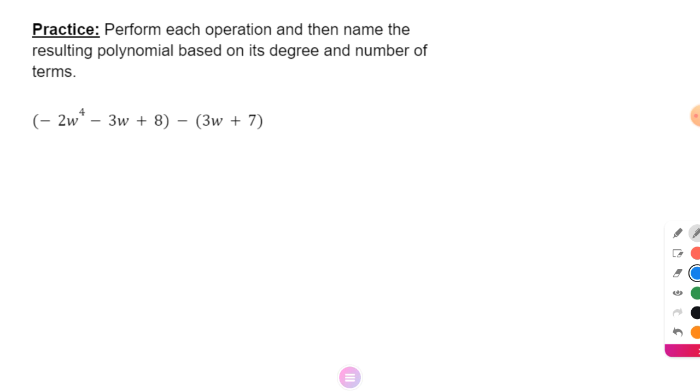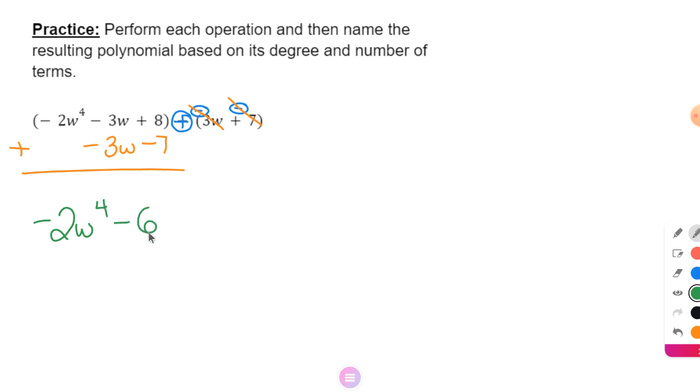All right, I see a subtraction sign, so I'm distributing a negative 1, so that becomes a plus, a negative 3w, and a negative 7. So let's see, my negative 3w comes under my other w term, my negative 7 comes under my 8. So we've got negative 2w to the 4th minus 6w plus 1.